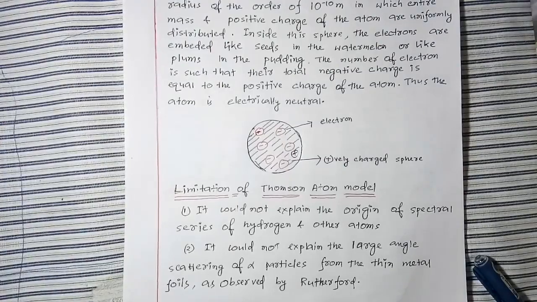And what are the limitations? It could not explain the origin of spectral series of hydrogen and other atoms, that we will clearly discuss in Bohr model. And again, it could not explain the large angle scattering of alpha particles from thin metal foil as observed by Rutherford. That means the outcome we got in Rutherford model, that we will discuss later, could not be explained with the help of the Thomson model. So these are the limitations.